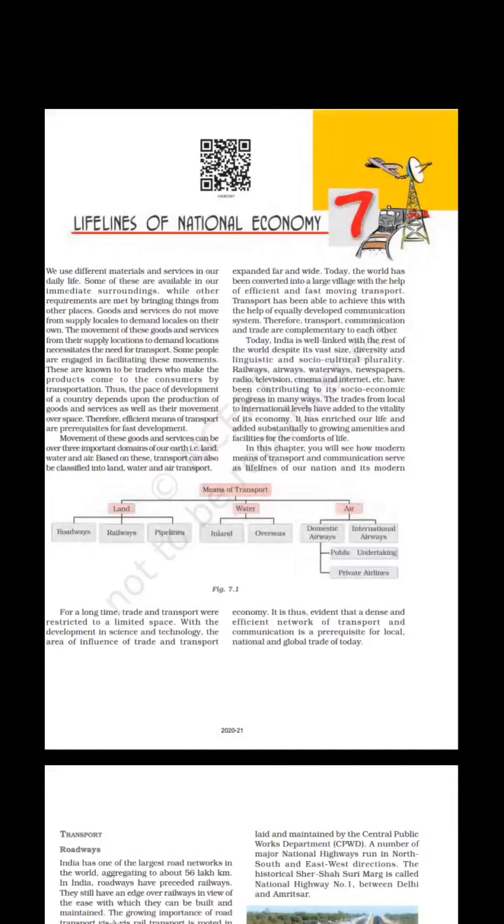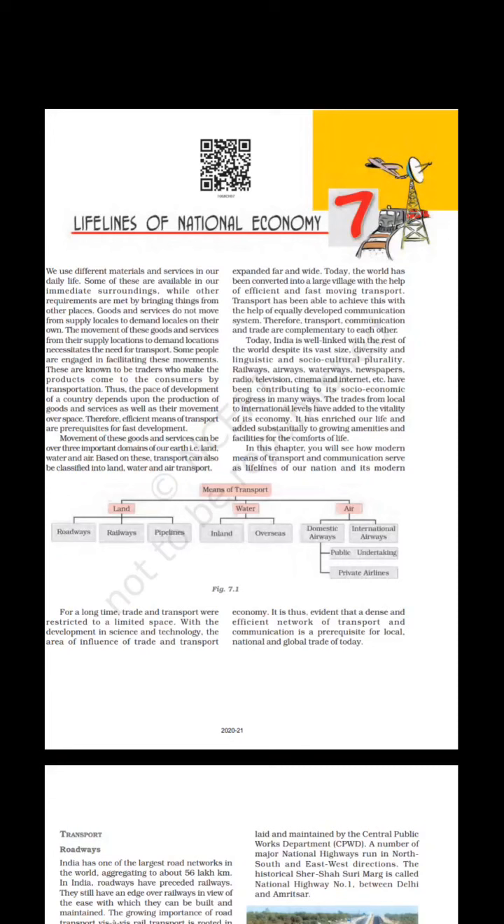Social Science, Contemporary India 2, Textbook in Geography for Class 7, Chapter 7: Lines of National Economy. Take a look at Figure 7.1, Means of Transport: Land, Water, Air. Land is divided into 3: roadways, railways, pipelines. Water is divided into 2: inland, overseas. Air is divided into 2 ways: domestic airways, international airways. Domestic airways are divided into 2: public undertaking, private airlines.